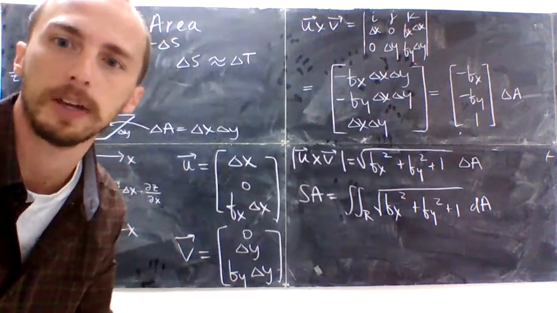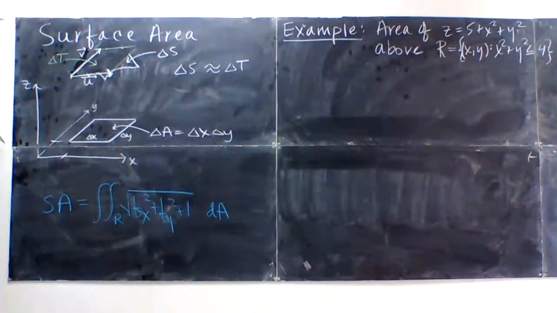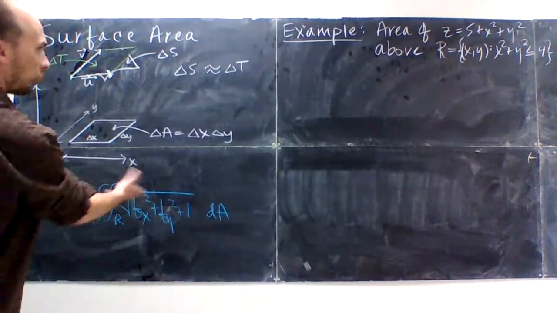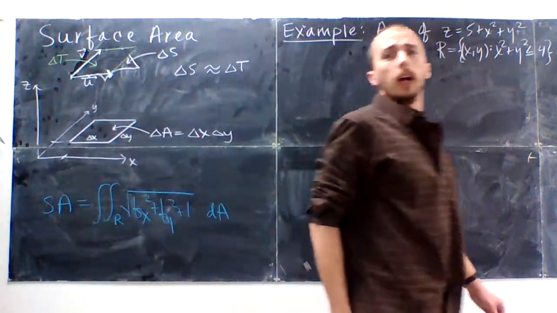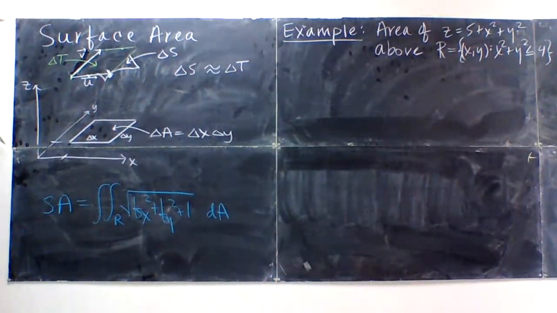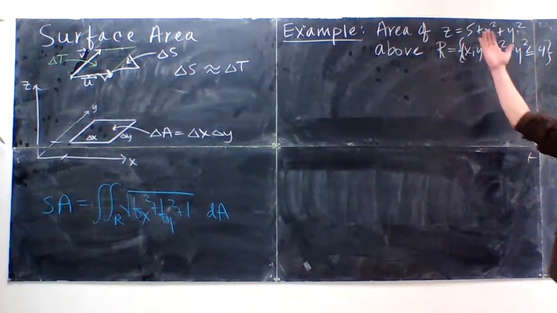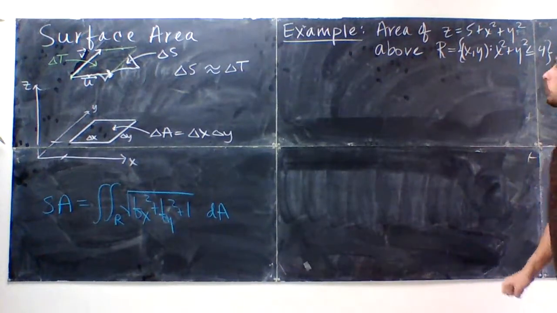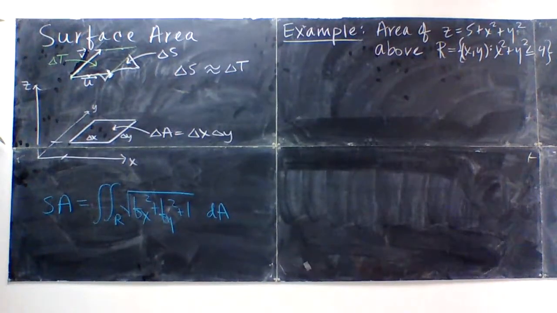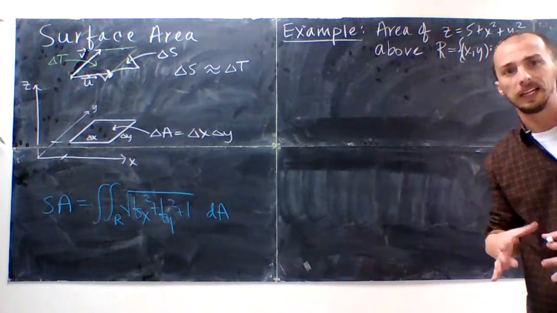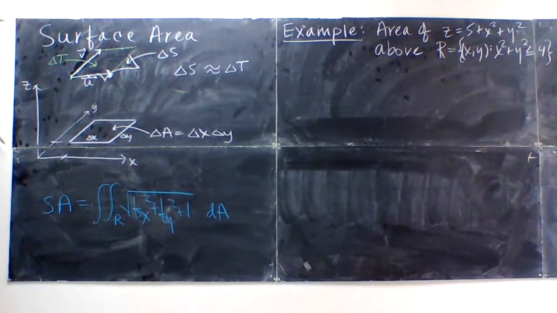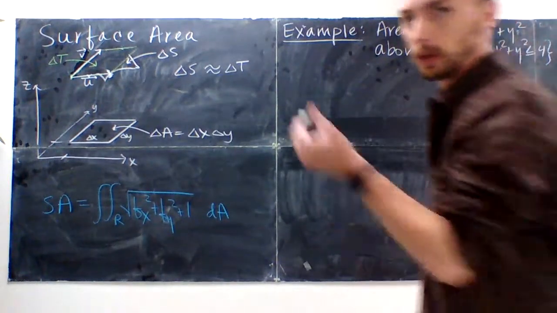So I'm going to set up an example to wrap this video up. I had to move the formula for surface area because I realized I'm going to need that over there. My example is: find the area of the paraboloid z equals 5 plus x squared plus y squared that sits above a disk in the plane centered on the origin, radius 2. The set of all x and y such that x squared plus y squared is less than or equal to 4. That's the region I'm interested in.